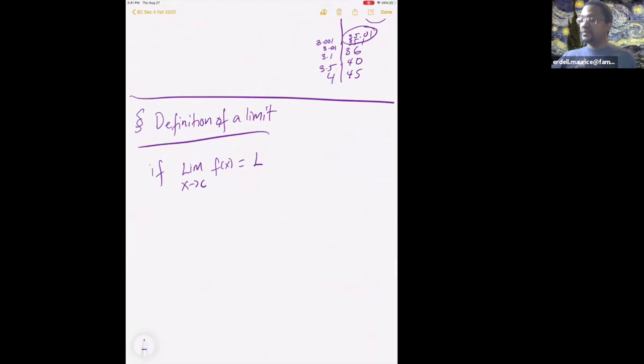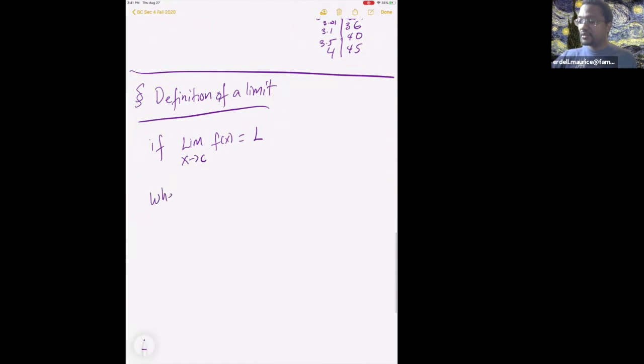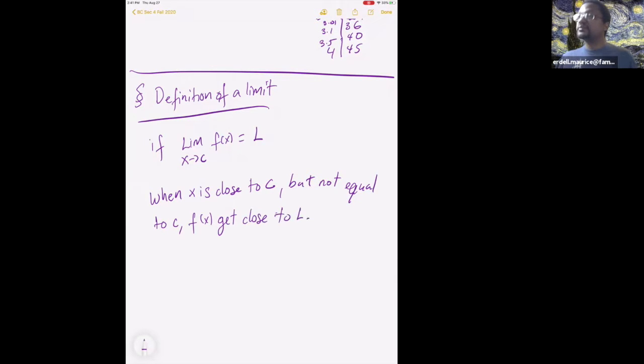L, what this means is when I take a value close to the value c, but not equal to c, f of x will be close to the value L.